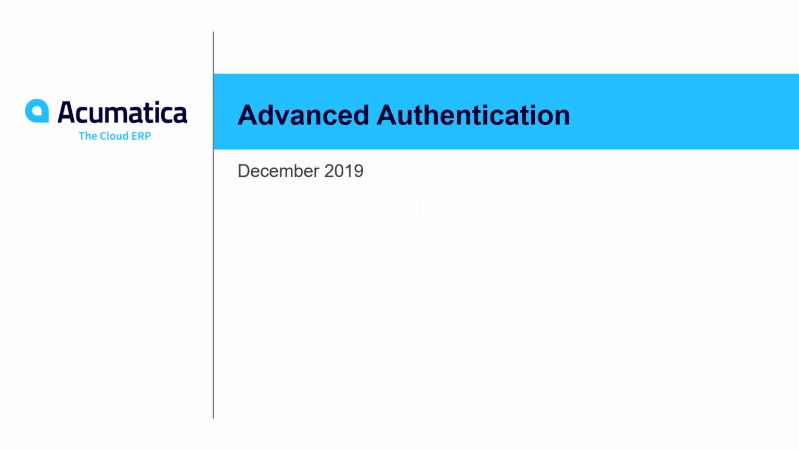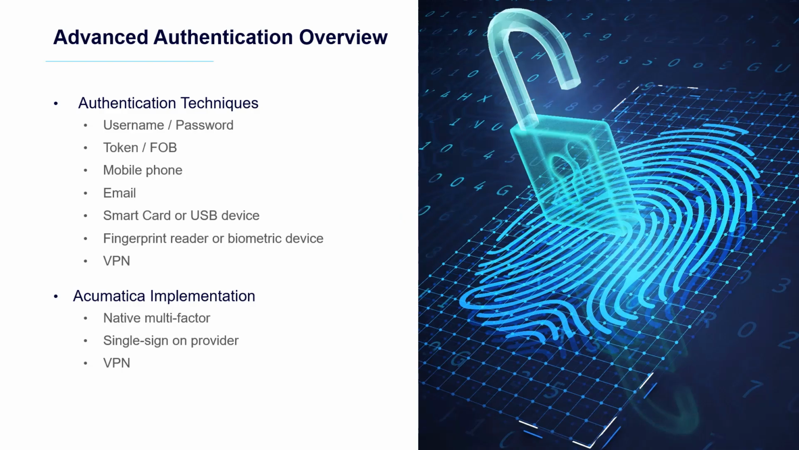Advanced authentication. Acumatica supports multi-factor authentication for companies which require additional login security. Multi-factor authentication can be implemented using a combination of different authentication mechanisms. Ideally, you implement a mechanism with something you know, such as a password, in combination with something you have, such as a fob or mobile phone, or something you are, such as a fingerprint.